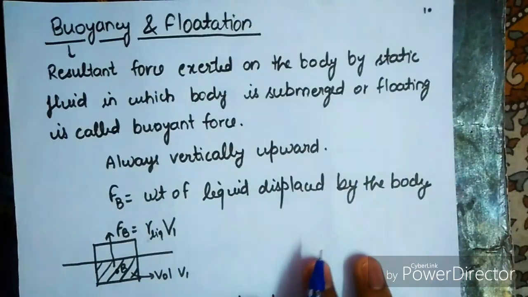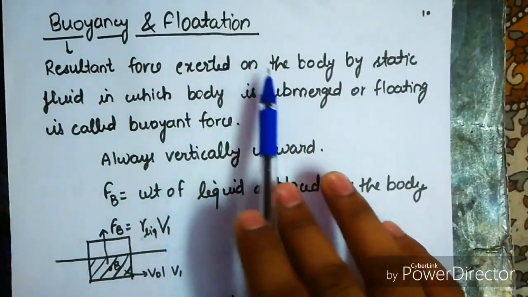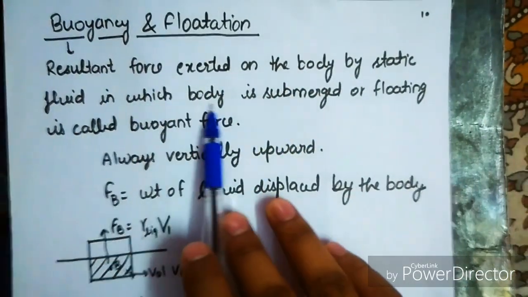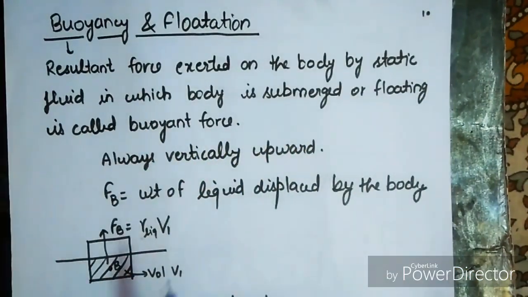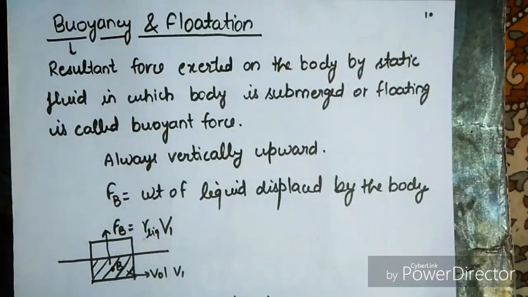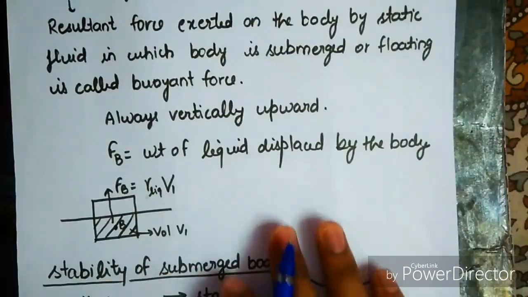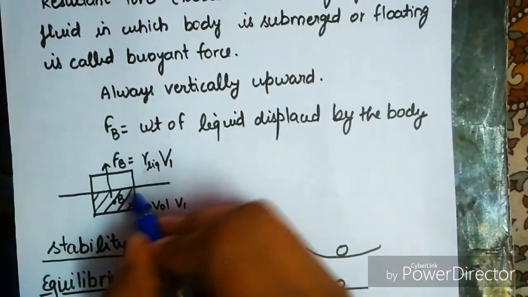Next topic is buoyancy and flotation. What is buoyancy? Buoyancy is the resultant force exerted on the body by the static fluid in which the body is submerged or floating, called the buoyant force. Okay, always a vertically upward force. This is the buoyant force, and F_b is the weight of liquid displaced by the body. This is in simple terms. We find out the buoyant force like this. You must be familiar with buoyant force.